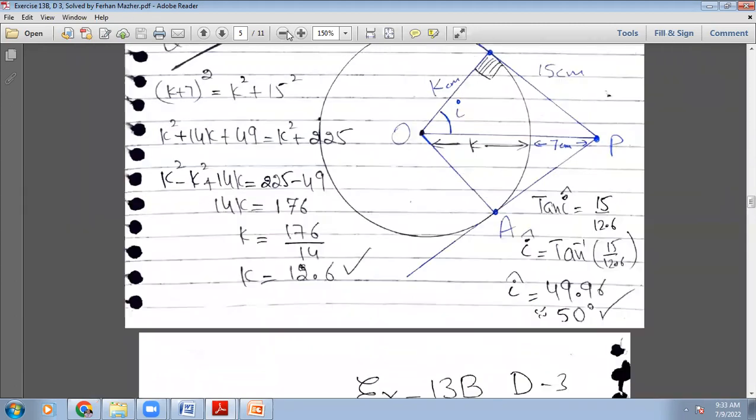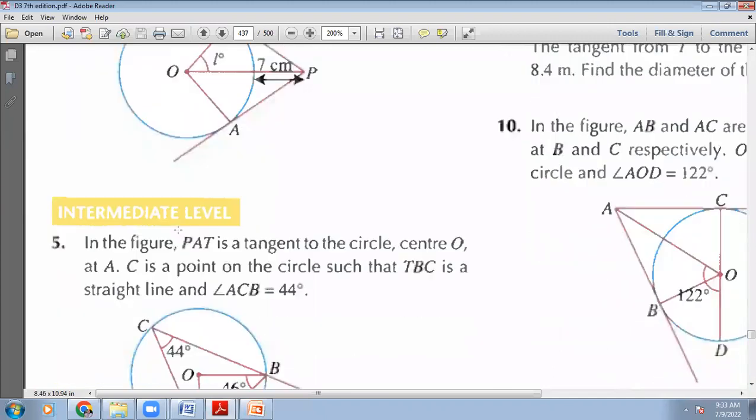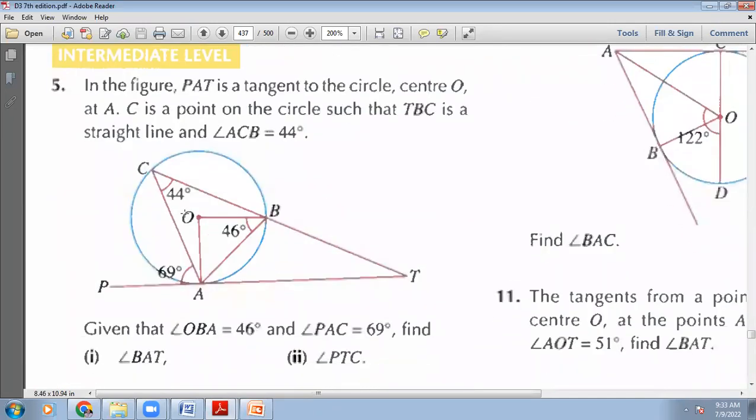Okay, so we are going to the next question. The next question is question number 5. He says in the figure, PAT is a tangent to the circle center O at A. C is a point on the circle such that TBC is a straight line and the angle ACB is 44. So this angle here, ACB, is 44. Given that the angle OBA is 46 and the angle PAC is 69, find the angle BAT. They want you to find out this angle, and they want you to find out this angle.